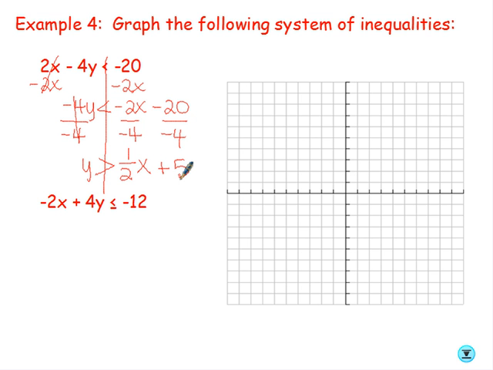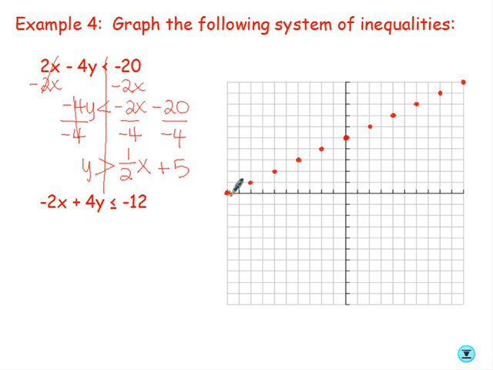Let's graph it. Starting at positive 5, 1, 2, 3, 4, 5. I need to go up 1 and right 2. Up 1, right 2, and keep repeating. Going down, down 1, left 2, same thing. One more time.